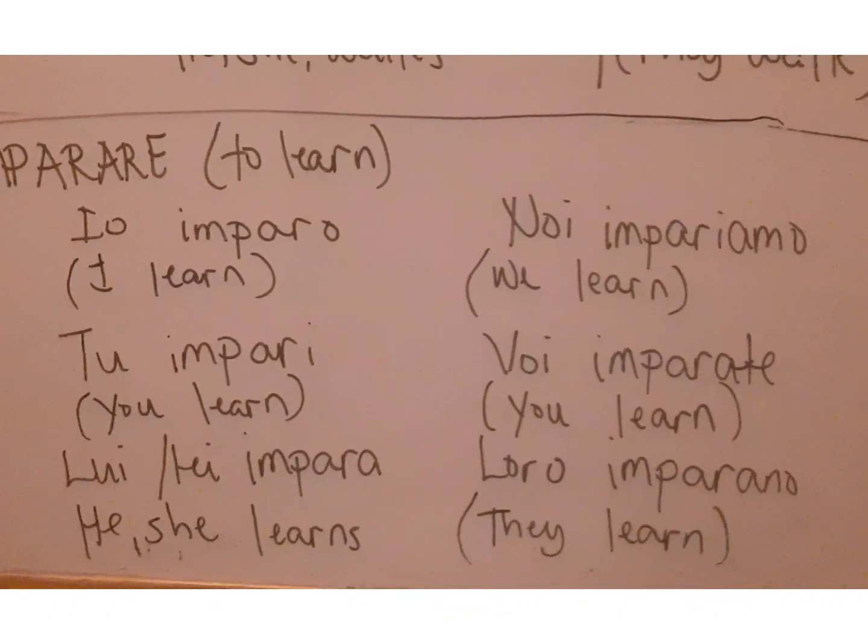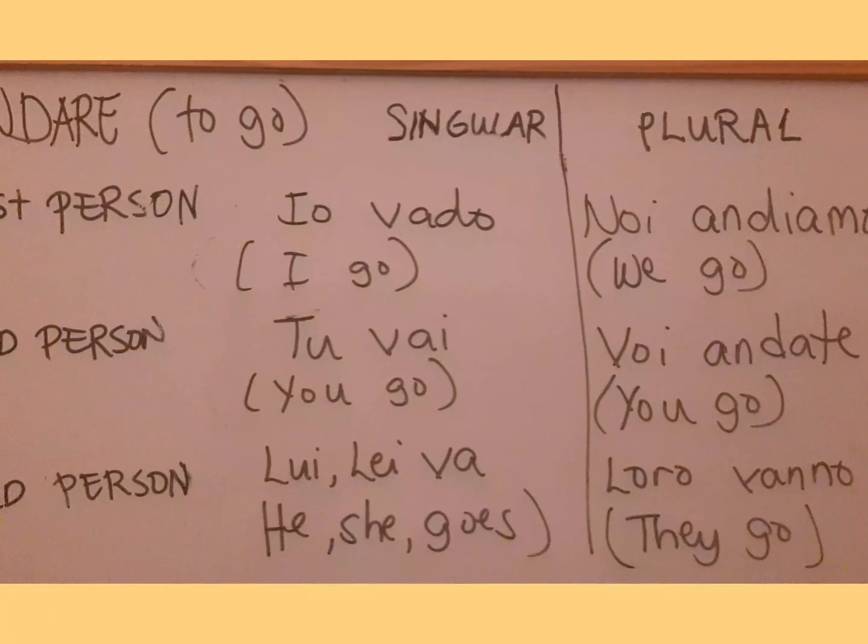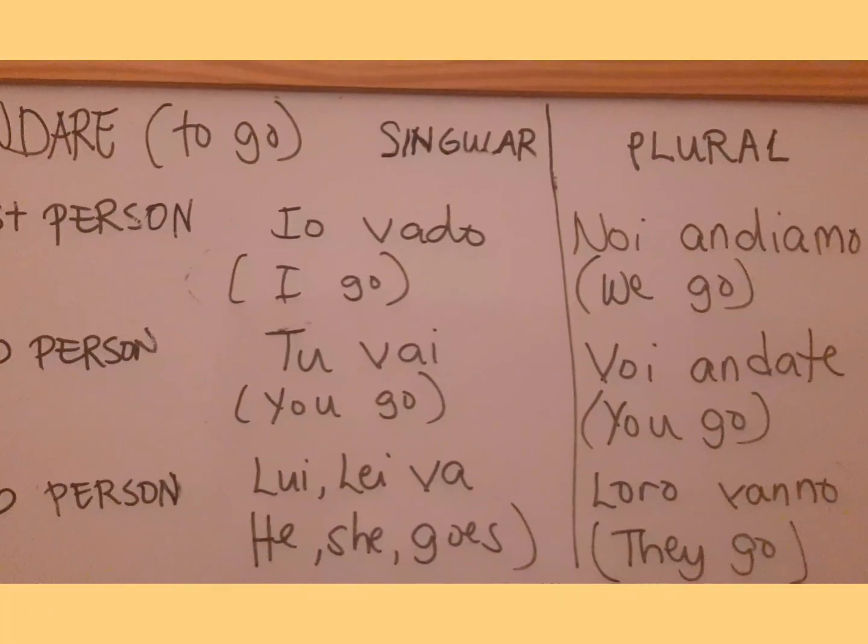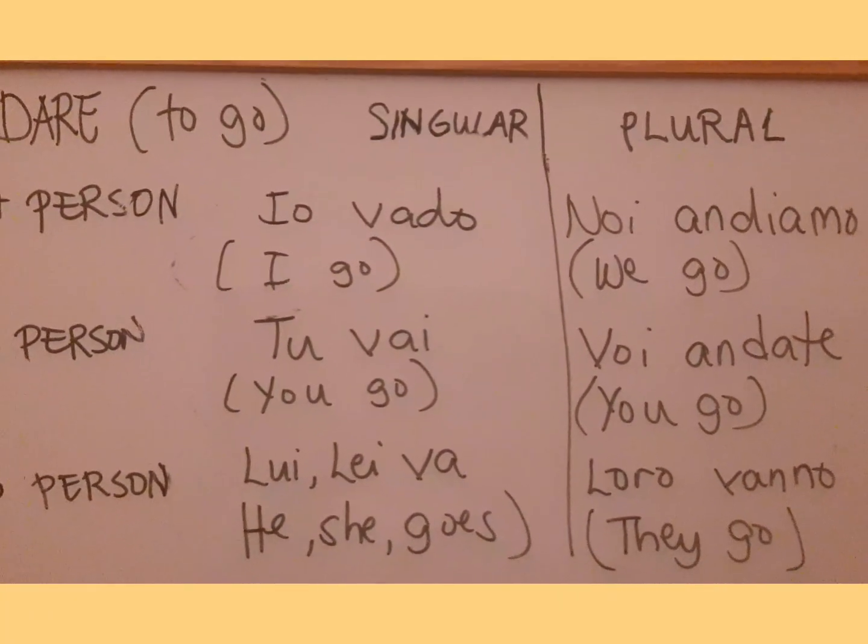Imparare, to learn. And now for the last part of the lessons for the verbs that end in -are, let's try some irregular verbs. Irregular verbs that end in -are like andare, dare, fare, and stare. Now let's try the irregular verb andare, to go.